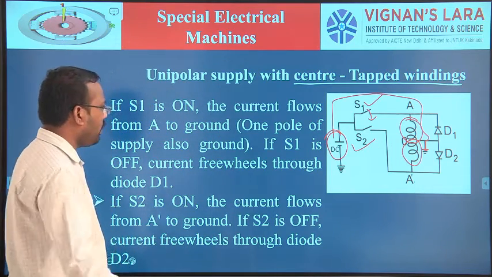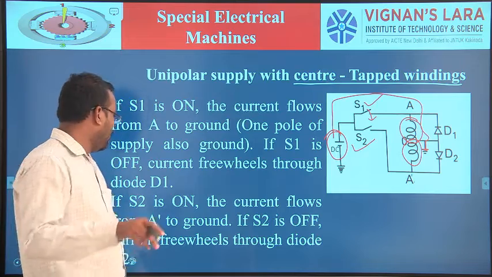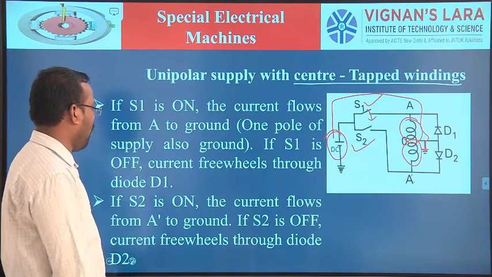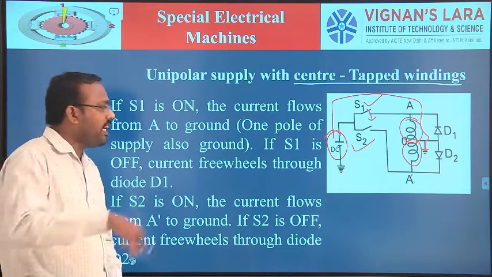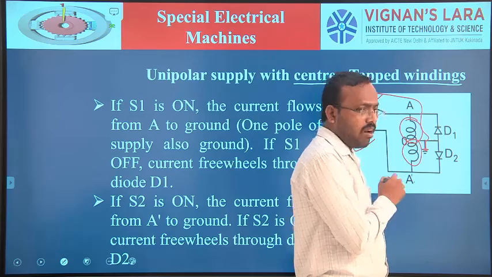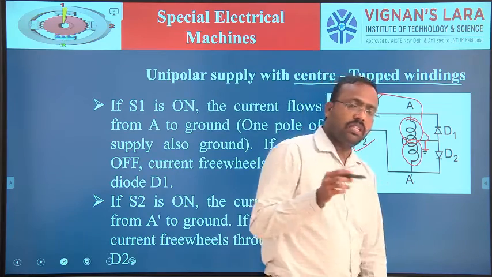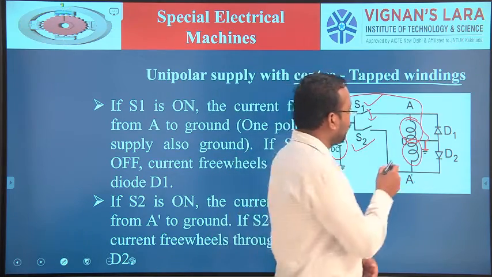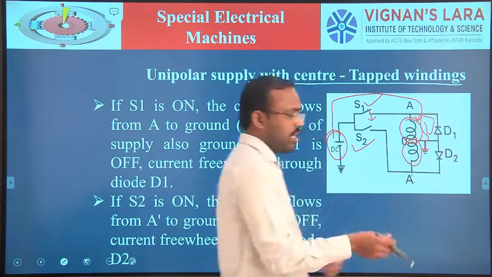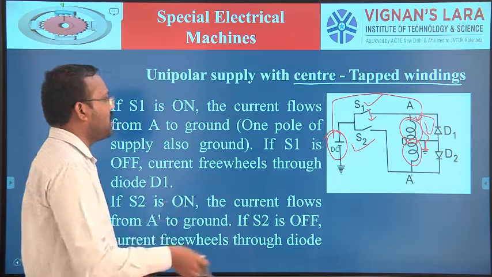Okay. Now if S1 is turned off, the current previously flowing continues through diode D1. So the energy stored in the winding, in half of the winding, is freewheeling through this diode. Freewheeling means circulating.